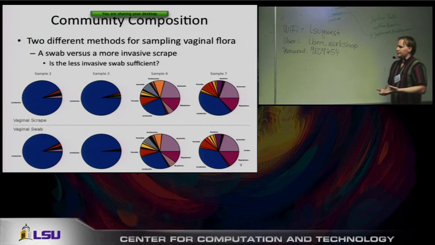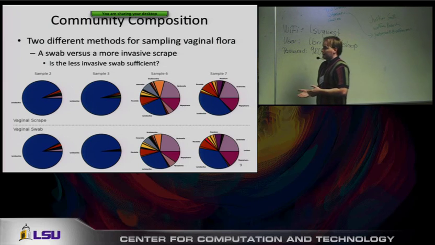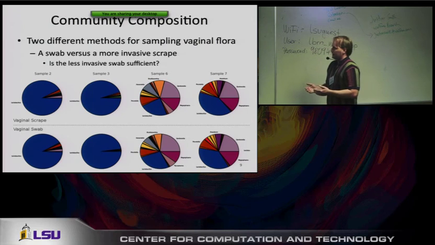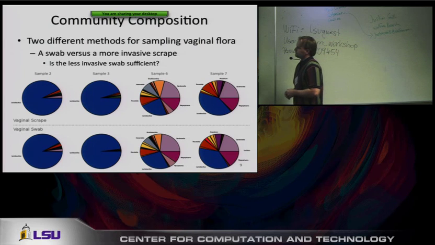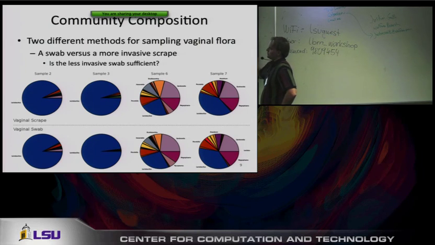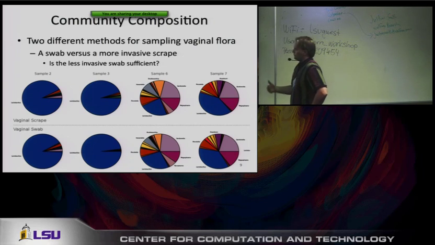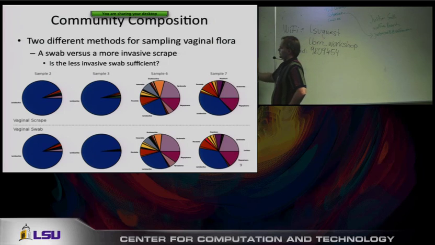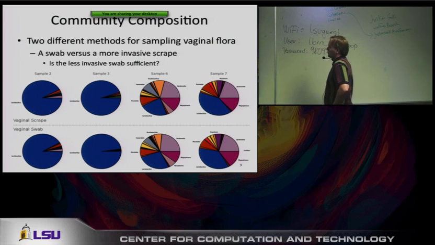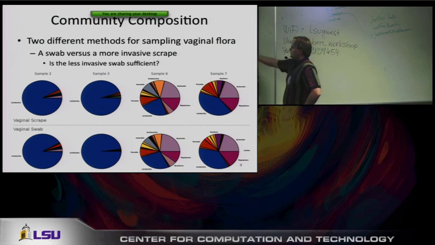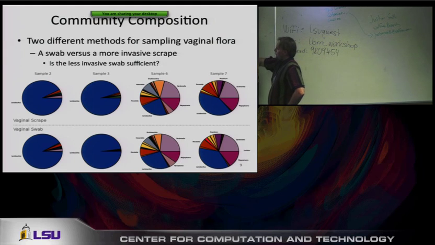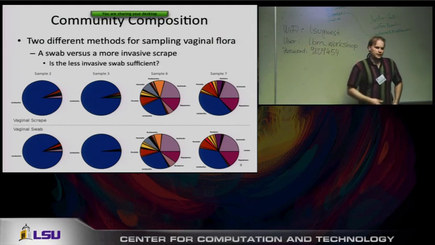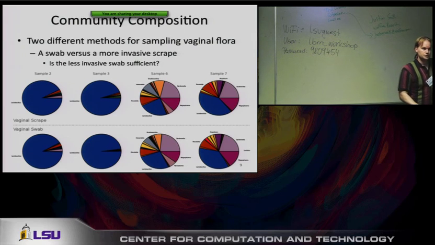So one question you'd like to ask: can we tell the same thing from the less invasive swab as we see from the scrape? So I've just got some examples here. These were 4 different patients, sample 1, sample 3, 6, and 7. And on the top we have the community that we found via our software with the vaginal scrape versus the community we found with the vaginal swab. And if you look at these patients, you can see that the distribution of bacteria that we're finding in a given patient with either technique is relatively similar. So we could conclude that perhaps we can go to just using the swab.